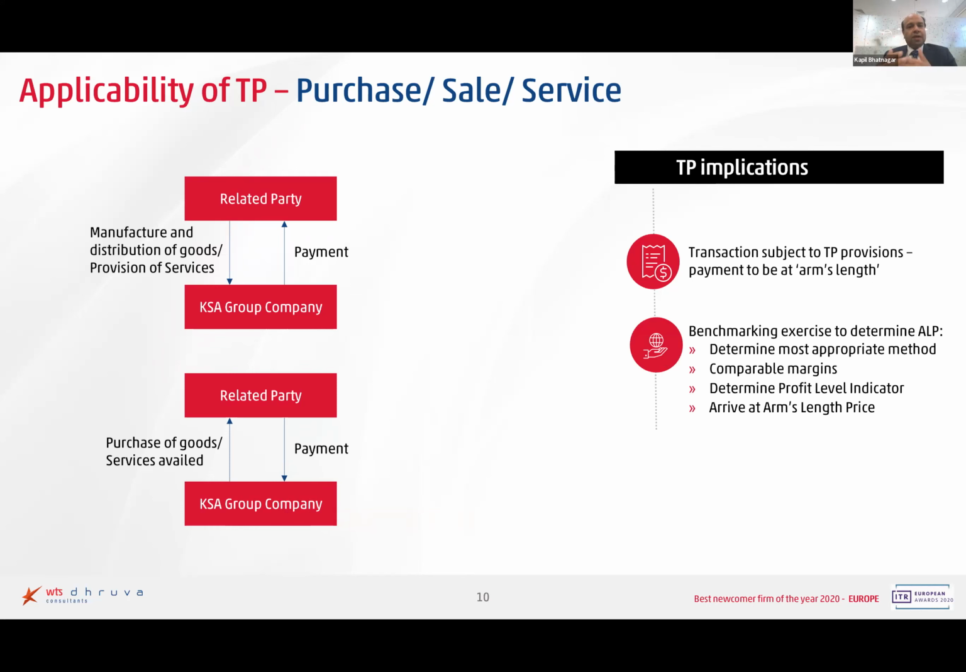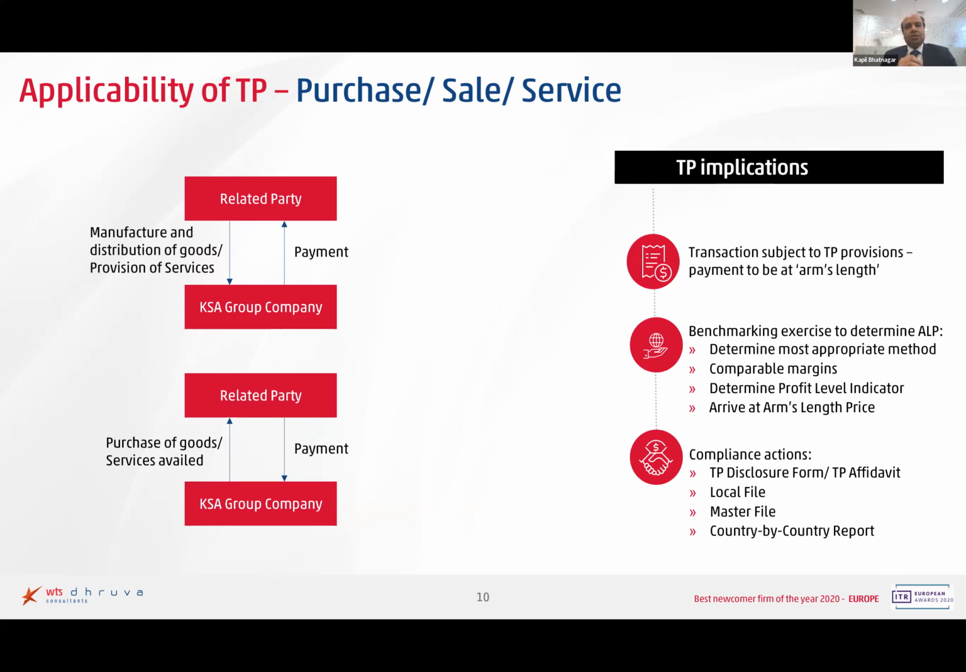Also, from a benchmarking or from a justification standpoint, the most appropriate method of transfer pricing would need to be determined with respect to these transactions. The group companies would then need to assess what transfer pricing method really justifies the arm's length price, conduct a benchmarking analysis, do a comparable search and determine the comparable margins, determine the profit level indicator, which would really test the arm's length price, and then arrive at the arm's length price and justify the unrelated nature of these transactions.